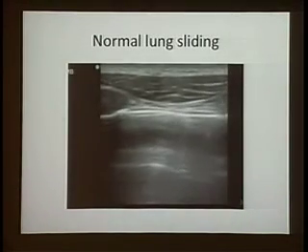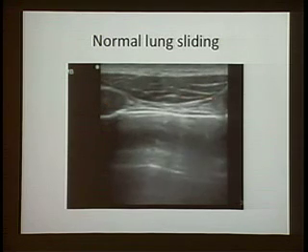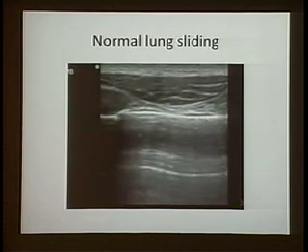And this is how it looks. Rib, rib. This is your parietal pleura. You see these little dots moving back and forth, like little ants moving? That's a sliding sign. And you can even see little comet tails. You see that? So you have this view. You can tell right away that there's lung underneath that probe.